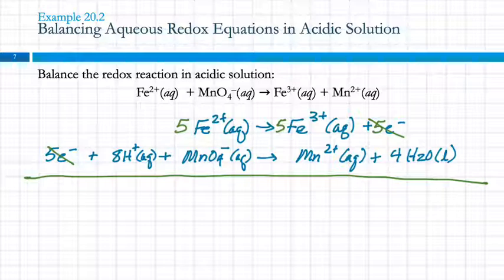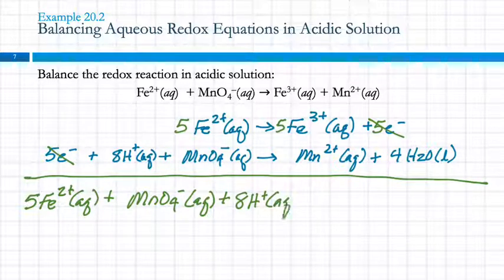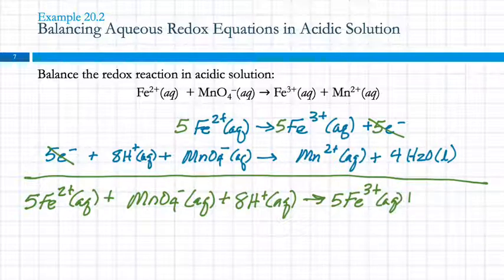So I'm just going to choose to follow this same order up here. And so I've got 5 iron 2 ions, and then next it gave me the permanganate ion, and then the other thing that I have in here is hydrogen ion, and then on the product side I have 5 Fe3 ions and 1 manganese and 4 water molecules.